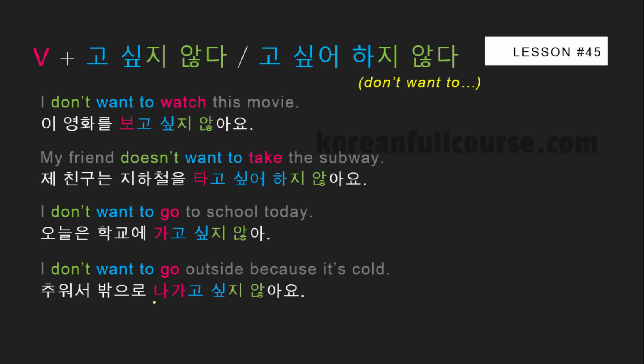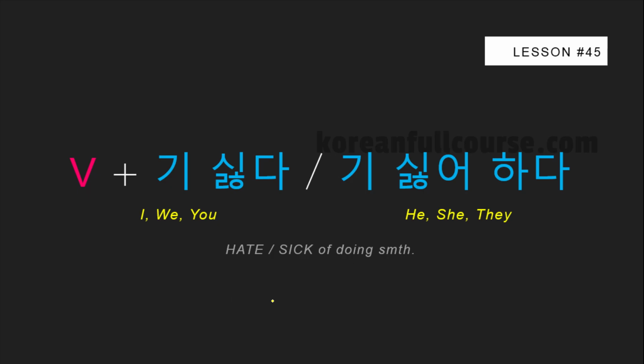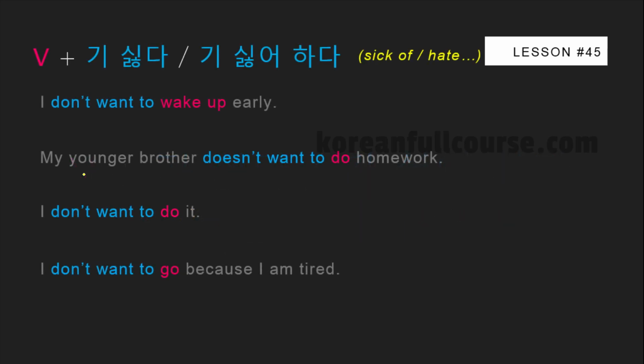And the last one, I don't want to go outside because it's cold. 추워서 밖으로 나가고 싶지 않아요. The following grammatical construction is used when you want to say that you hate doing something. It also attaches to a verb stem, whether or not it ends in a vowel or a consonant. Here are some examples. Pause the video and try to translate the sentences by yourself.